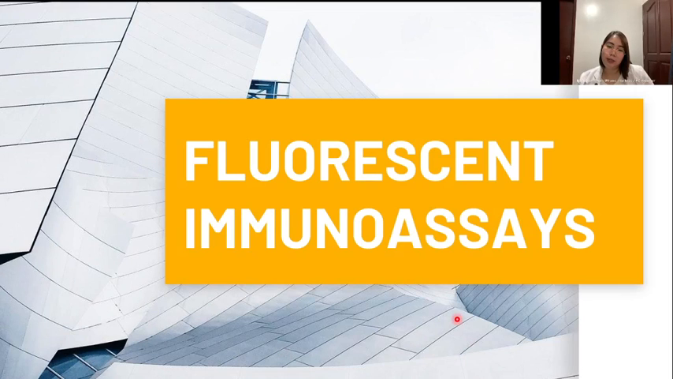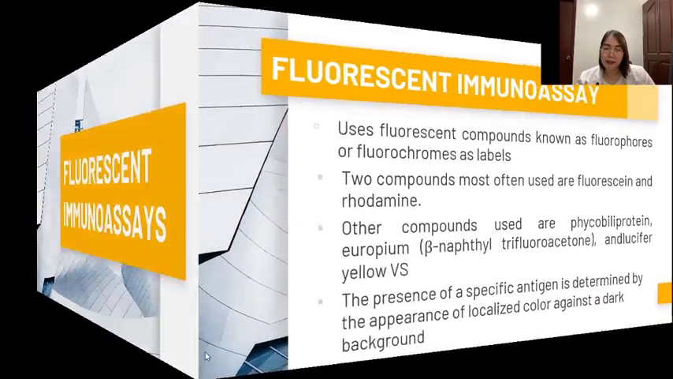And now, let us move on to fluorescent immunoassay. For fluorescent immunoassay, pareho lang din to ni RIA, ni ELISA, competitive and non-competitive. And palitan mo lang ng label. So, in fluorescent immunoassays, we use fluorochromes as our label. So, ganun pa rin, it detects substances in our blood plasma that occur at very low levels. So, they can be detected.